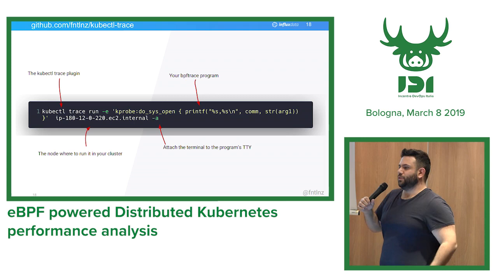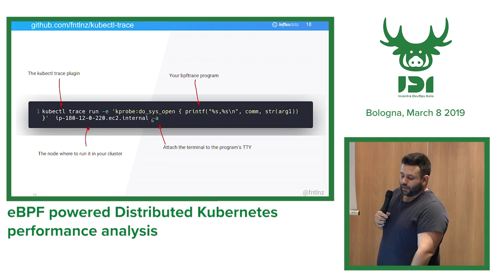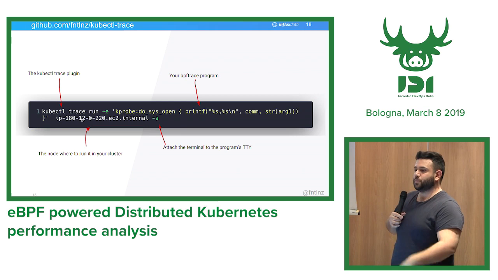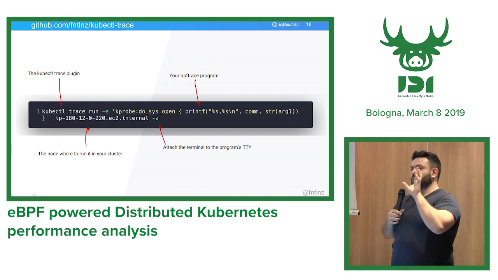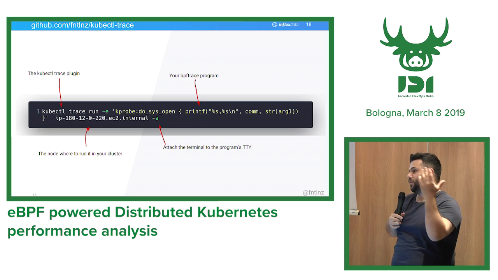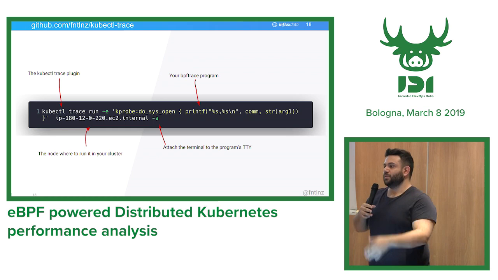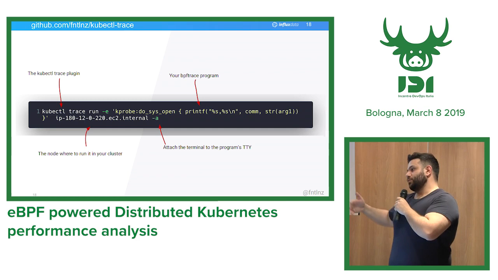And it basically takes the same syntax as bpftrace, but the difference is that it will schedule this program on one of your nodes or on one of your pods, right? So if you schedule it on one of your nodes, it's maybe because you want to see information about the node itself, like CPU, memory, or whatever kernel information you want. But on the other side, if you schedule it against your pods, maybe you want to get some information from your specific application.